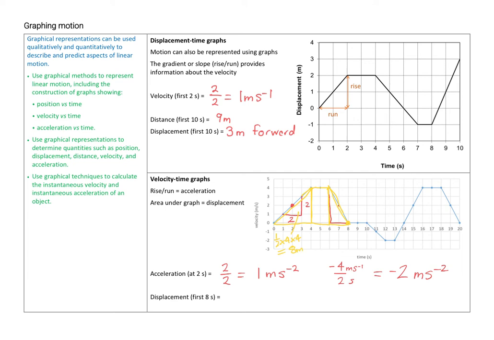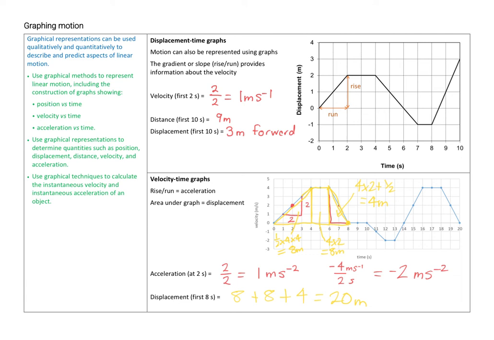Here, the displacement is the area of the rectangle, so that's equal to 4 metres per second times 2 seconds, so that's equal to 8 metres. And in this area here, it is 4 times 2, and it's a triangle, so we times it by a half. So that's equal to 4 metres. So the displacement here would be 8 metres plus 8 metres plus 4 metres, which would equal 20 metres. That's how we work out the displacement from a velocity versus time graph.